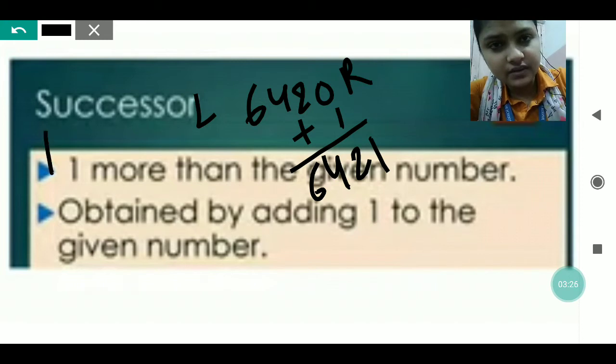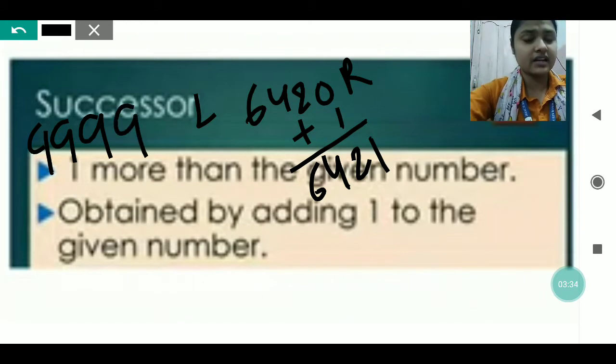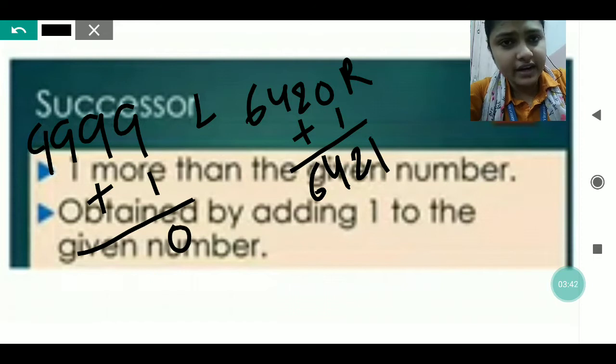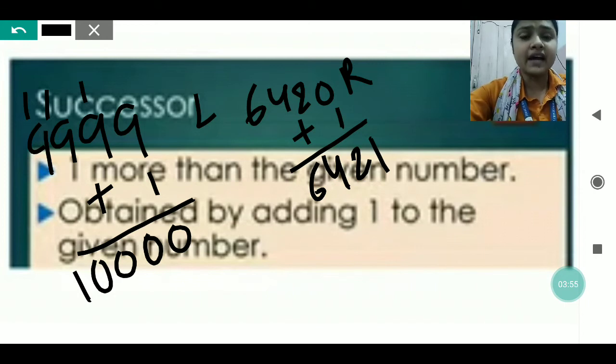Like if it is written 9999. Sometimes you all get confused in this type of question. What will be the successor of this? Nothing, you add 1. You will get 10, so you write 0 and carry 1. Again you add 1 here, it will be 10. Again you add 1 here, and again you add 1 here. You will get 1 and 4 zeros. This will be the successor of 9999. In the same way you can find the successor of any big number by just adding 1 in the last.